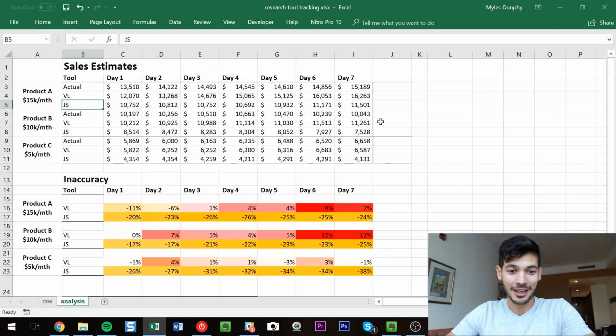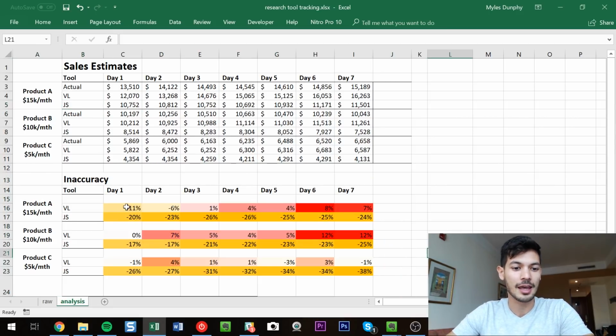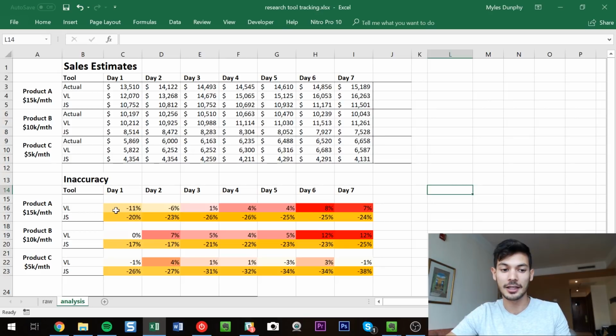So let's look at what I found. Some very interesting things that you want to know. This is incredibly important if you're using one of these tools, or maybe even both of them, to do your product research. I tracked the inaccuracy. So I took these numbers and basically took the percentage difference to the real number, so these being the real numbers here, and then calculated that for each day, for each tool, for each product. And very quickly, we can see that there are some things that could be a little bit dangerous, actually, if we weren't aware of this. And I wasn't aware of this.